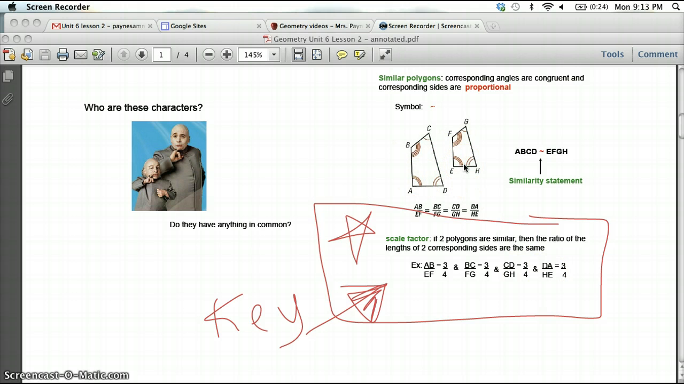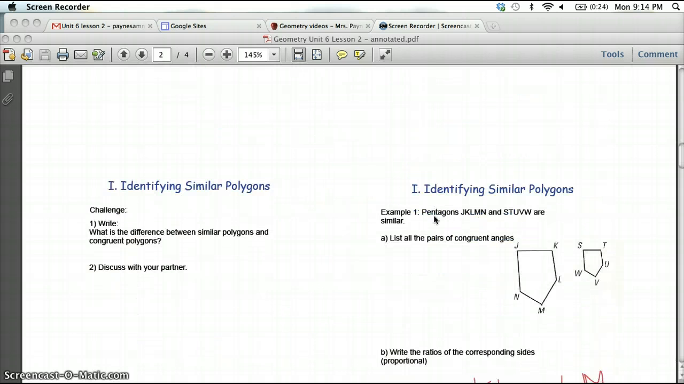Now let's look at their angles, because their angles also have to be congruent. So angle B is congruent to angle F, C is congruent to G, D is congruent to H, and A is congruent to E. They're all congruent, so we can say that these two polygons are similar. Let's look at some examples.